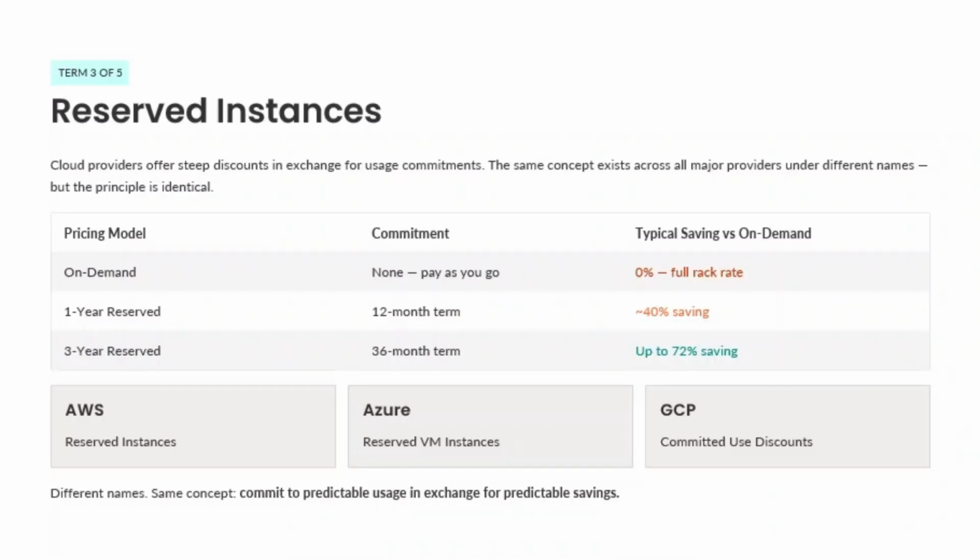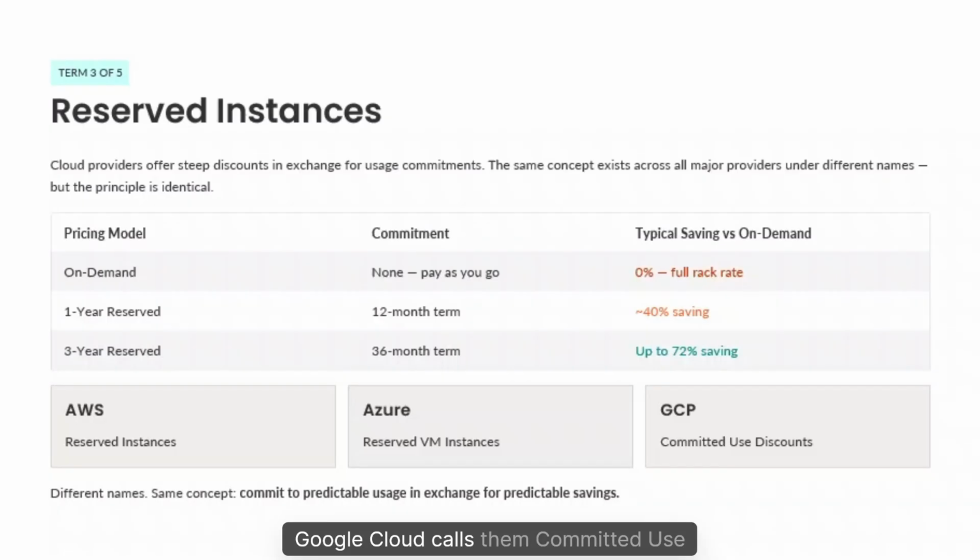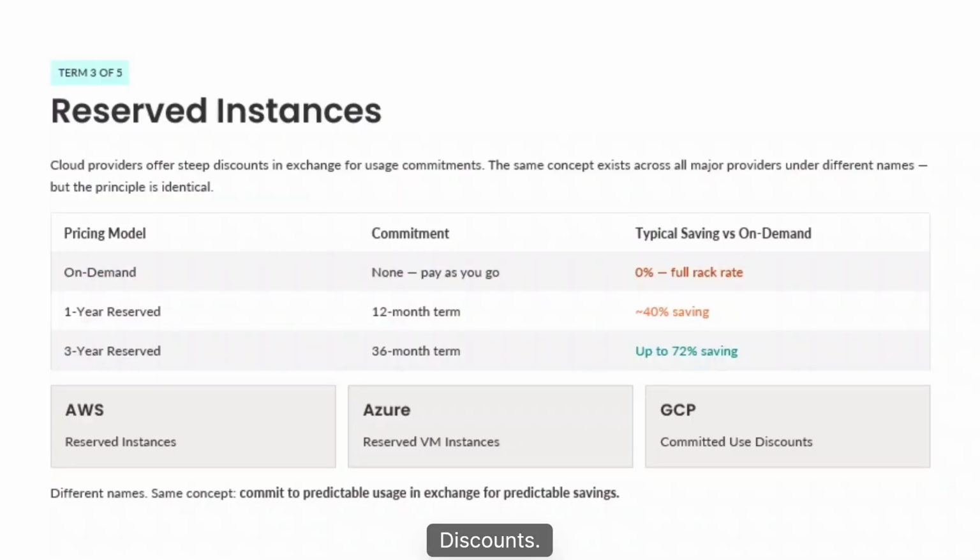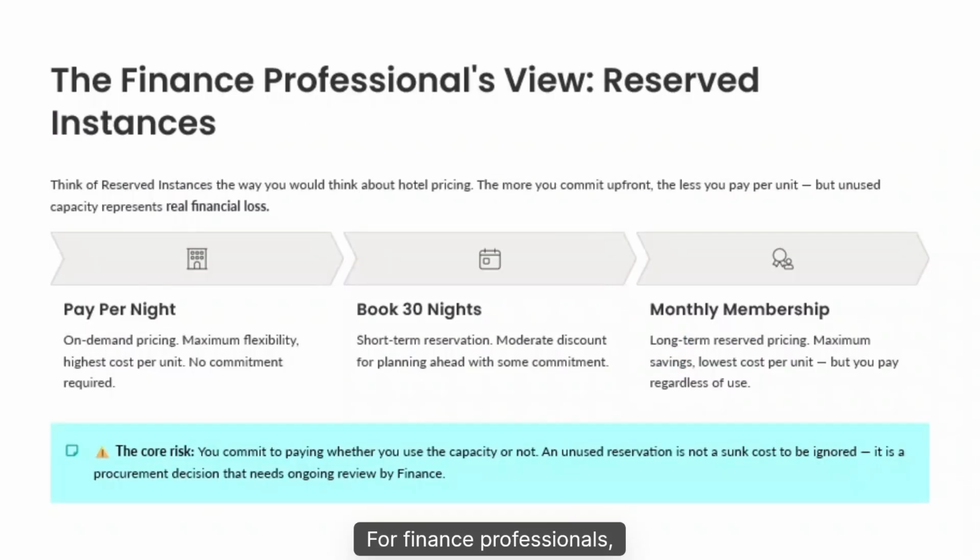AWS calls them reserved instances. Azure calls them reserved VM instances. Google Cloud calls them committed use discounts. The name varies, however, the concept is identical. For finance professionals, a reserved instance is essentially a capital commitment in exchange for a discount.